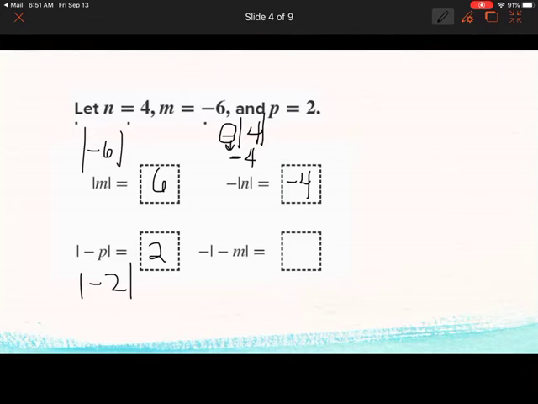Here's one with multiple negative signs, so let's try this one. So I have a negative absolute value of a negative of -6. So a negative of a negative, or the opposite of a negative, is a positive. So I take the absolute value of 6 and I bring that negative sign down and I end with -6.